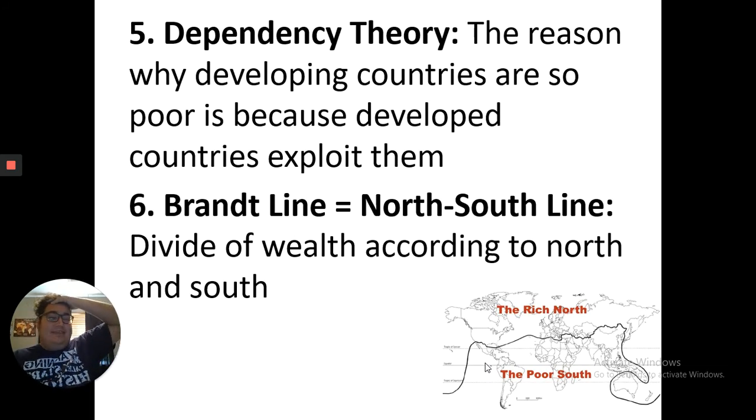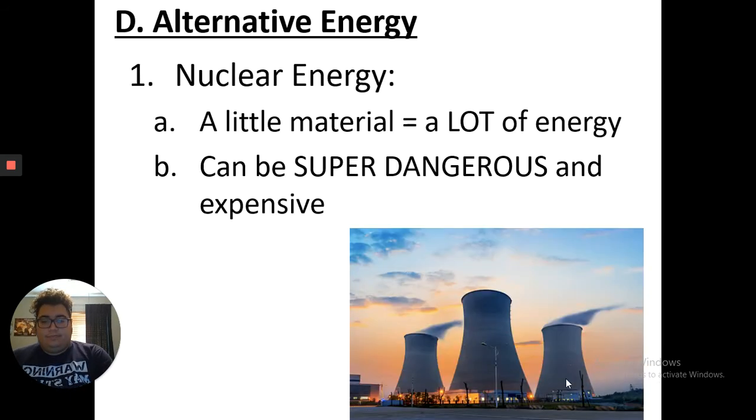Then there's the dependency theory, which we talked about last week, but the reason why developing countries are so poor is just because the more developed countries are exploiting them for cheap labor, for cheap raw materials, all that. And then there's the Brandt line, which separates the rich north and Australia, New Zealand, from the southern half, which is the poor side. Then there's alternative energies, and we're going to talk about that.